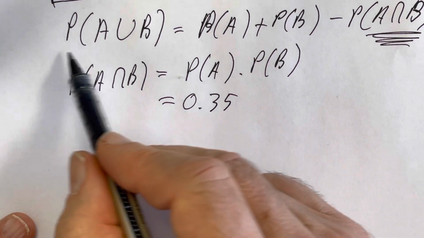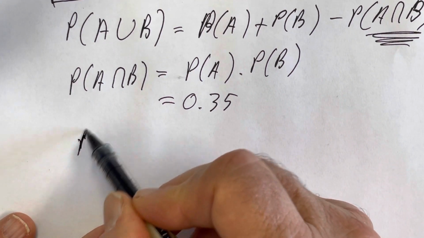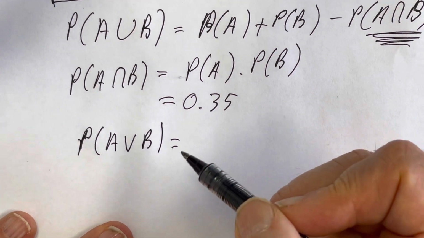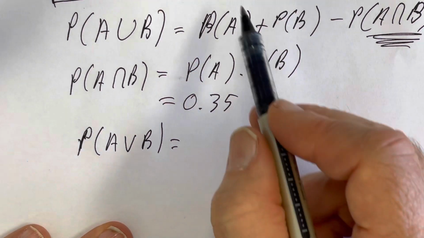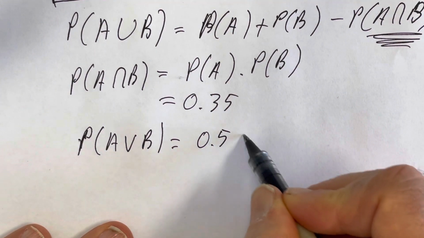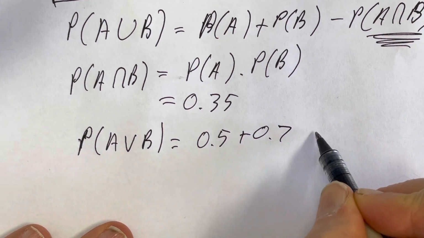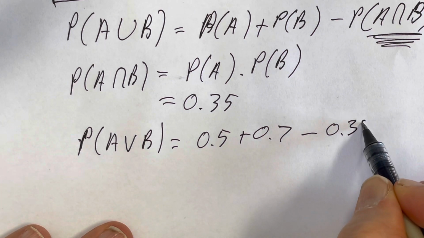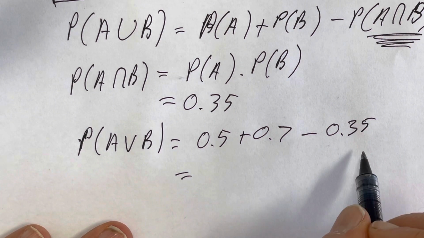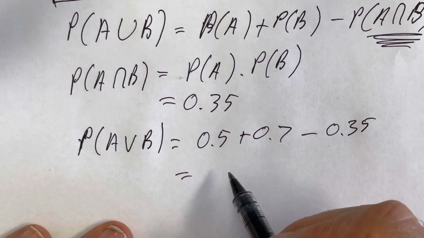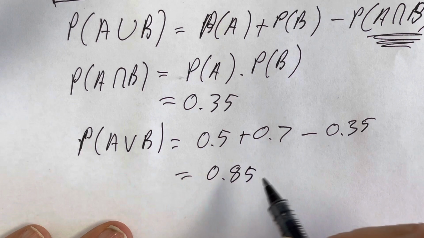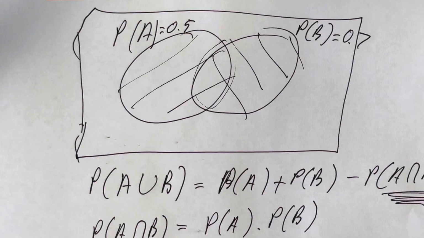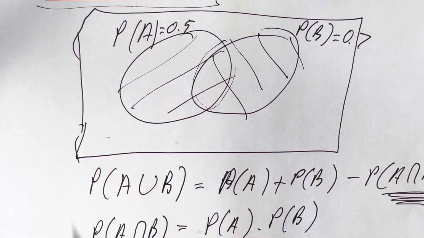Happy with that? So if we now go back to the probability of A union B, it equals 0.5 plus 0.7 minus 0.35. This gives me 1.2 minus 0.35, which gives me 0.85. Is that the answer that we got? Indeed, that's what the feedback says is the correct answer.